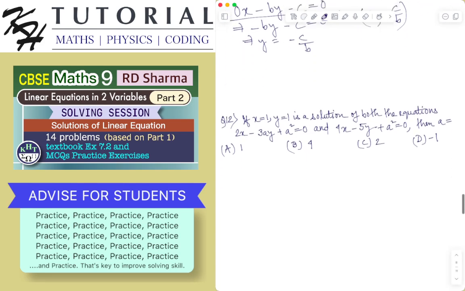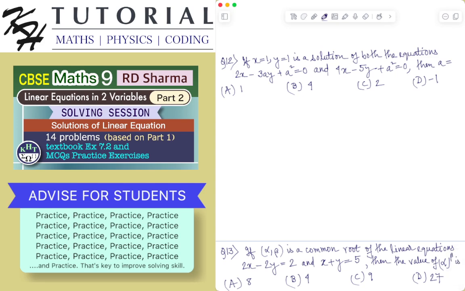Let's see the next problem, question number 12. If x equals 1, y equals 1 is the solution of both the equations 2x minus 3ay plus a square equals 0 and 4x minus 5y plus a square equals 0, then a equals? Okay, so we are given that particular root, the ordered pair 1 comma 1, or we can say x equals 1 and y equals 1. So this is a root of two given equations. One equation is this and the second equation is this. From this information, we have to find the value of a.